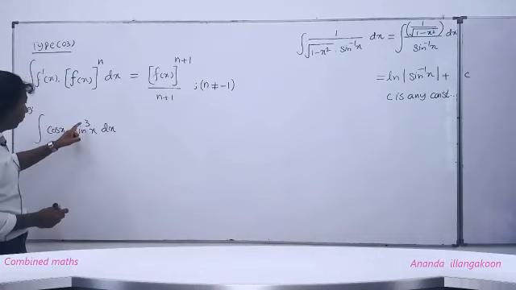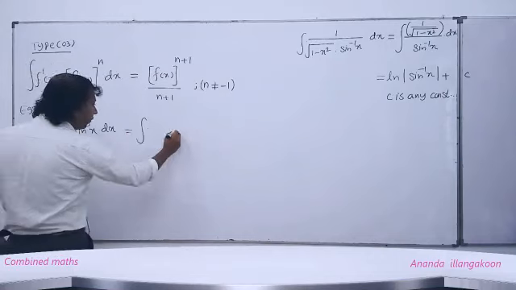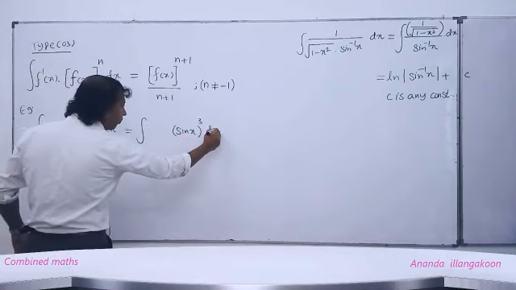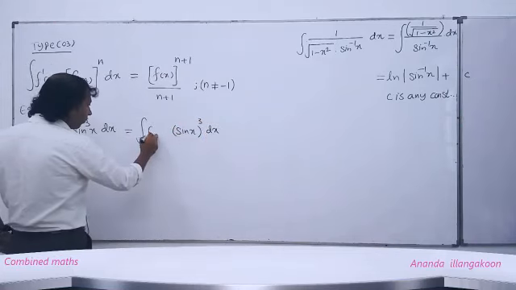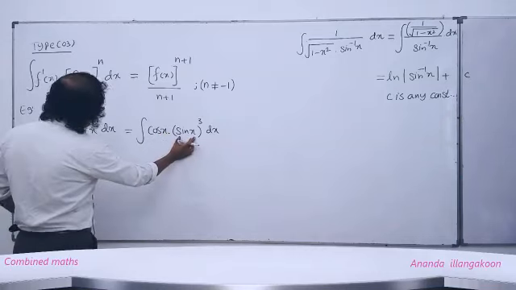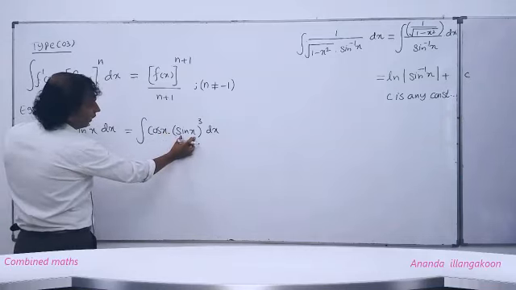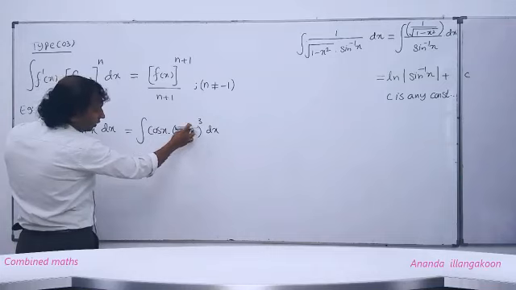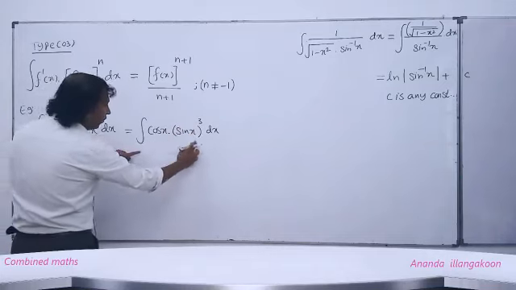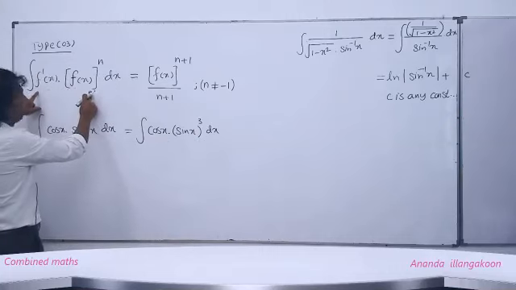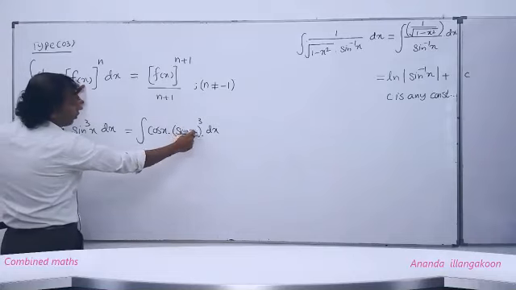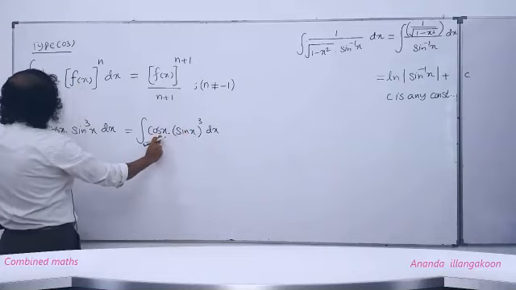This sine to the power 3x I can write like this: sine x to the power 3, and here cos x. Now your f(x) function is sine x, and it's third power. And what is the derivative of sine x? Cos x here. Right. Now exactly this one is in accordance with this. f(x) is the sine x, and the derivative of f(x) is here.